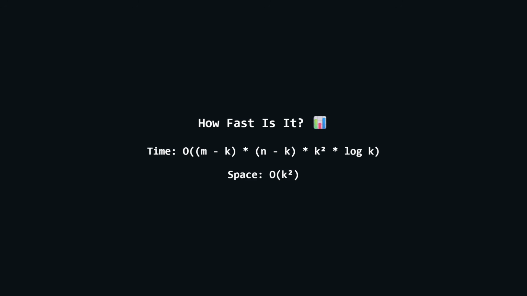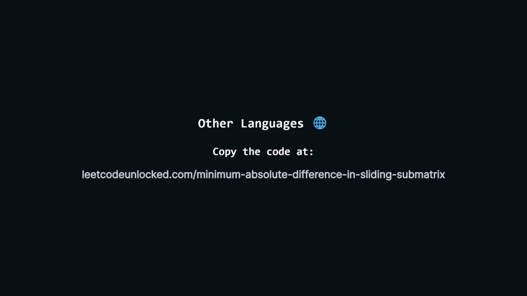Let's talk about performance. Let's say our grid has m rows and n columns. The time complexity is big O of the number of submatrices, which is roughly (m minus k) times (n minus k), multiplied by the time it takes to process each one. Since we gather k-squared elements and sort them, that processing takes k-squared log k time. The space complexity is order k-squared, because our temporary list holds at most k times k elements at any given time. Alright, that covers the Python solution and the logic.